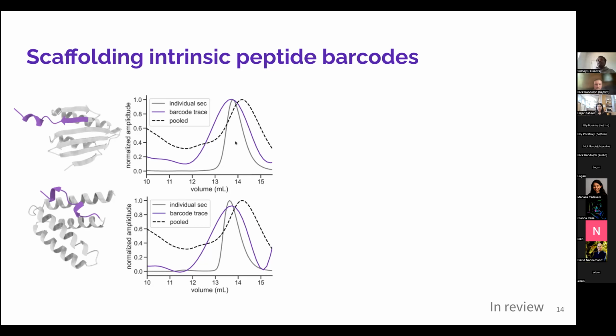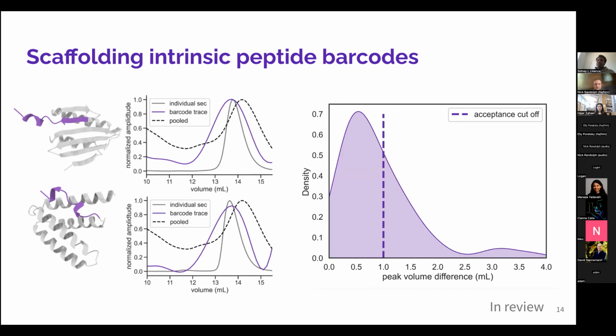The dotted line is the pooled library, and we can see that the barcode and individual SEC traces agree with each other, and there you can actually deconvolve them from the pooled design. But if we look at this on the more global scale, where we look at the peak volume difference between the barcode reconstruction and the individual SEC traces, we see fairly good agreement, with differences between the peak volumes being less than 1 mL for most designs. So we believe that this is a promising approach for high throughput functional assay screening.